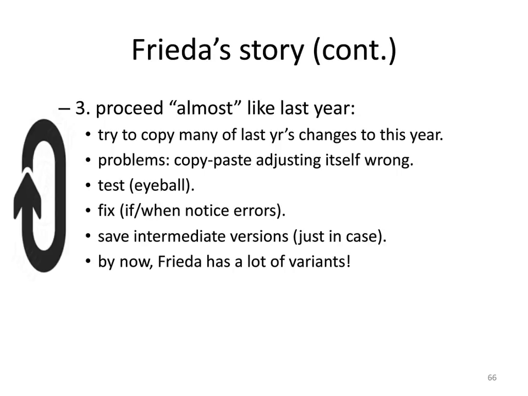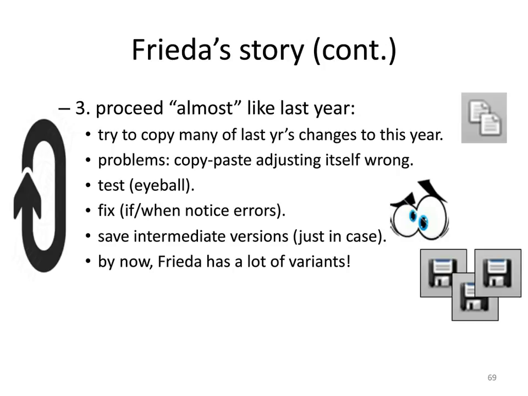And then what she does is she proceeds almost like last year in a very iterative way. So she starts by trying to copy many of last year's changes that she made to the department spreadsheet into this year, but some problems come up because the copy-paste often adjusts itself in a way that isn't what she had in mind, but she keeps her eyeballs on it and tries to notice when things go wrong here. Sometimes she notices and sometimes she doesn't, and she fixes them if she notices. But, of course, this is pretty error-prone, and she knows it is. So she saves lots of intermediate versions just in case along the way. So by now, Frieda has a lot of variants of this program.